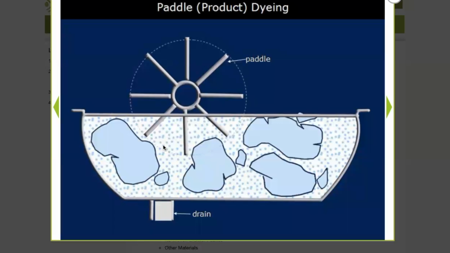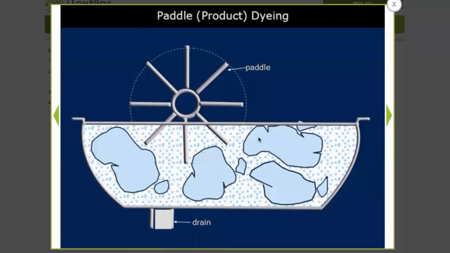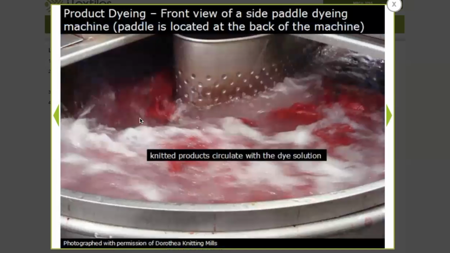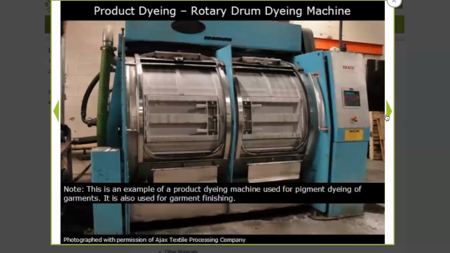This is the paddle. I talked about paddle dyeing. So you have your finished product here, your jacket, your shirt, t-shirt, dress, whatever is being dyed, and the paddle mixes them up to allow it to pick up the color. This is another example of product dyeing, where you have this solution with the dye, and it's circulating to allow your fabric to pick up the color.